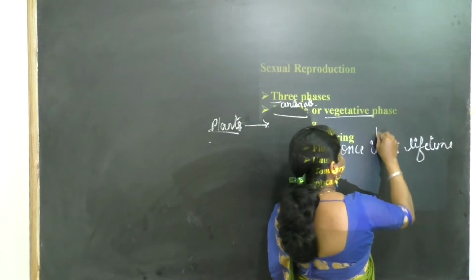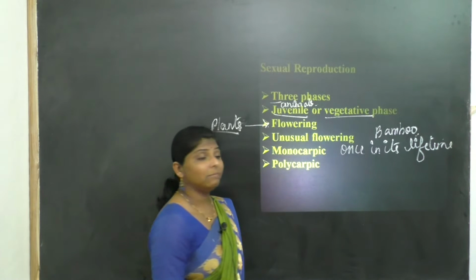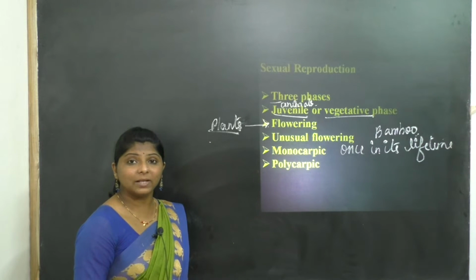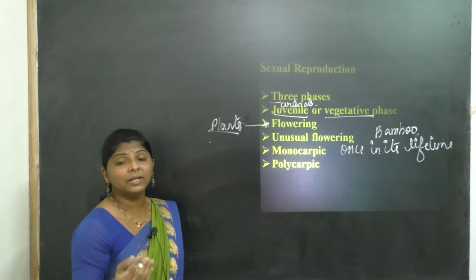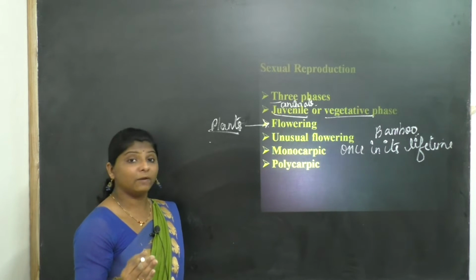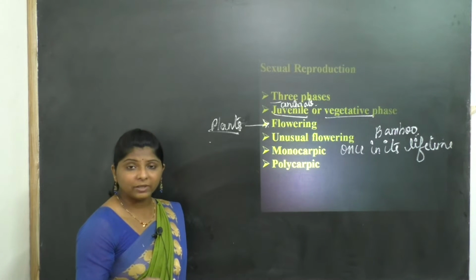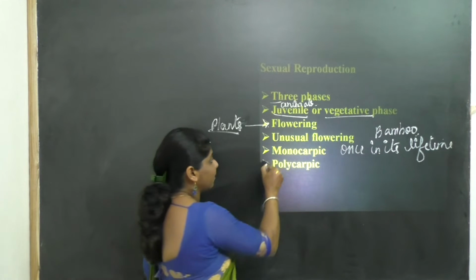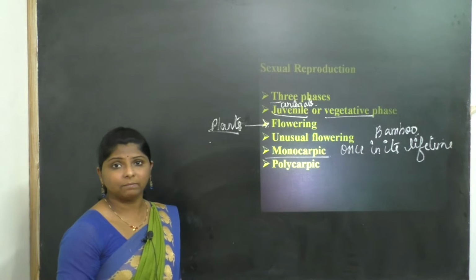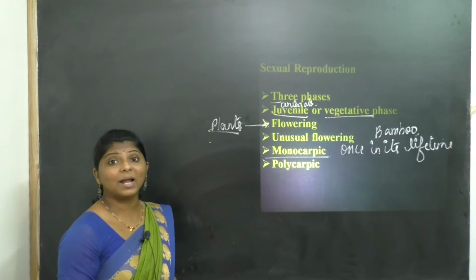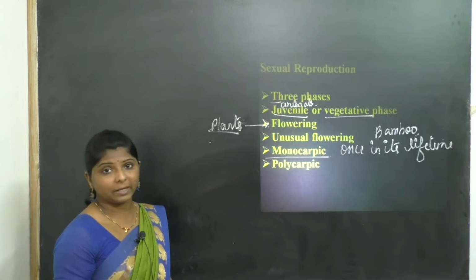Which plant? Bamboo. Bamboo flowers only once in its lifetime. It lives for about 50 to 100 years, and in the last year before it dies, it shows flowering. Such plants which show flowering only once in their lifetime are called monocarpic plants.